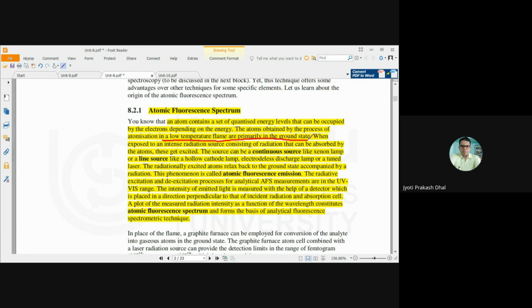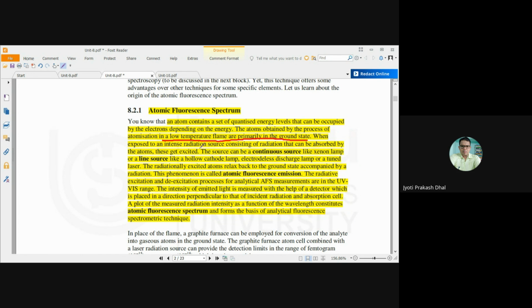So initially, as we have already discussed in the previous class, the sample that undergoes atomic fluorescence spectroscopy, or any type of atomic spectroscopy, will first be atomized. So the atoms obtained by atomization in a low temperature flame are primarily in the ground state. That means the sample will be converted into individual gaseous atoms, and in these individual gaseous atoms all the electrons are present in their respective ground state.